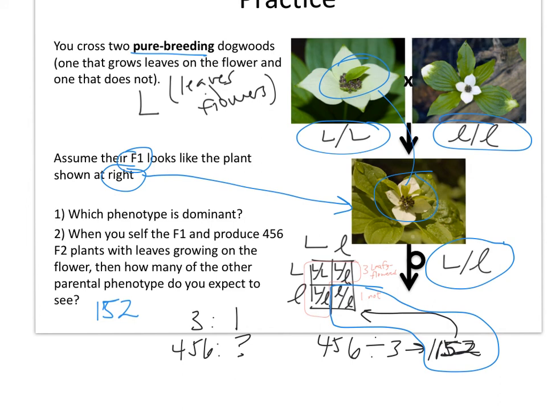So as long as we know the phenotypic ratio, we can find the phenotype of F2 and on? Right.